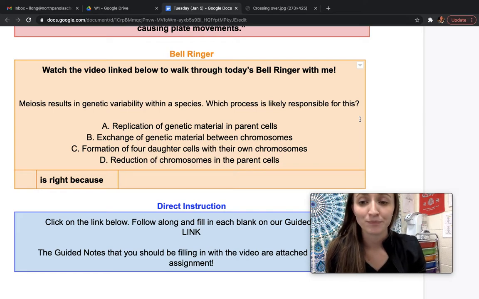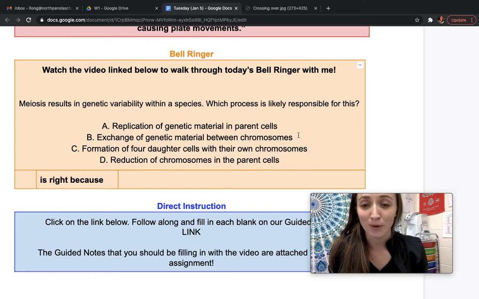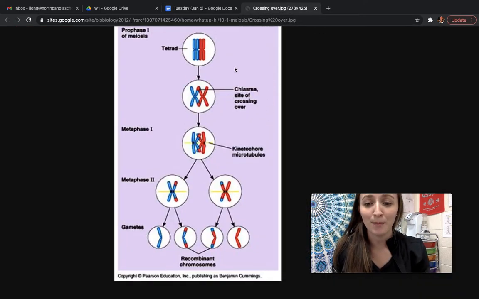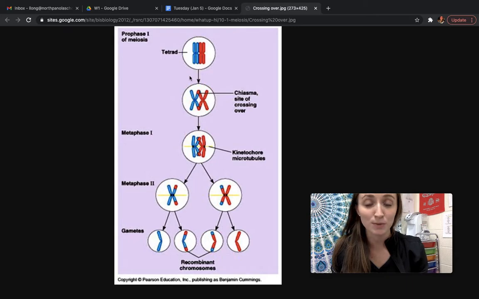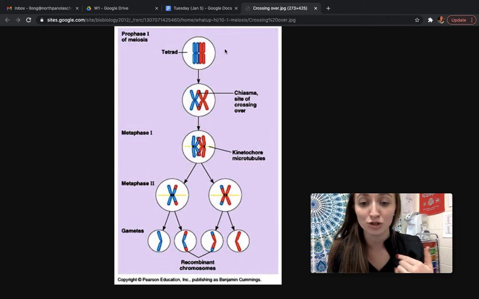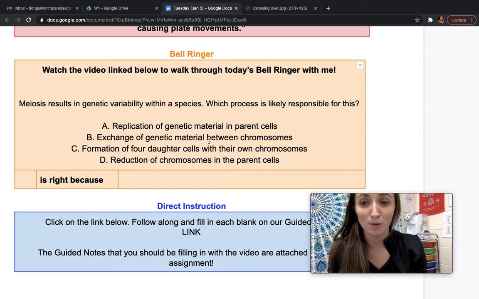So here's the thing. All four of these answers in this question are all true about meiosis. Remember, meiosis is, let me pull up that picture. Meiosis is that process that our sex cells will go through, our gametes. So if you're a male, that sperm cell. If you're a female, that egg cell. It's that process that forms new sex cells. So all of these four things are true about that process.